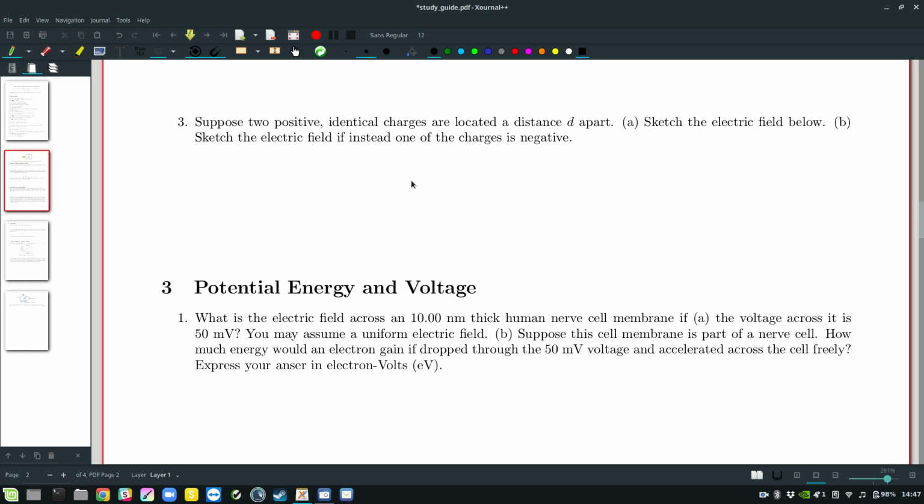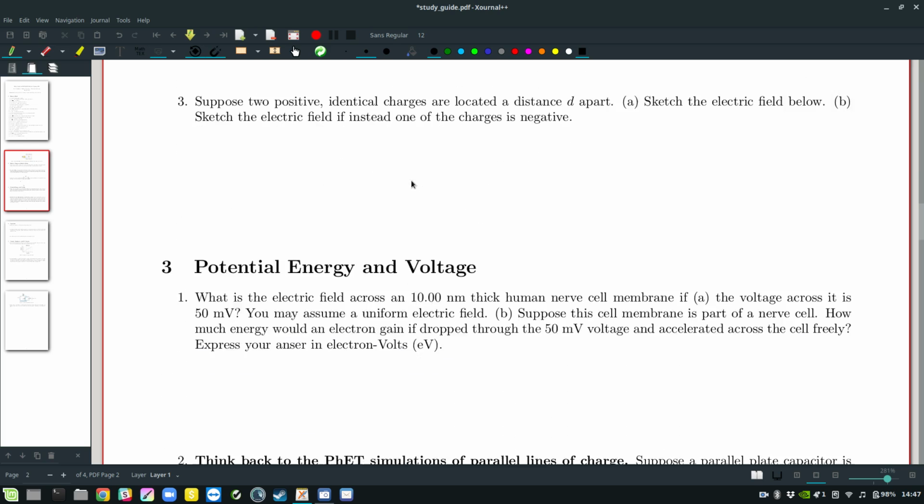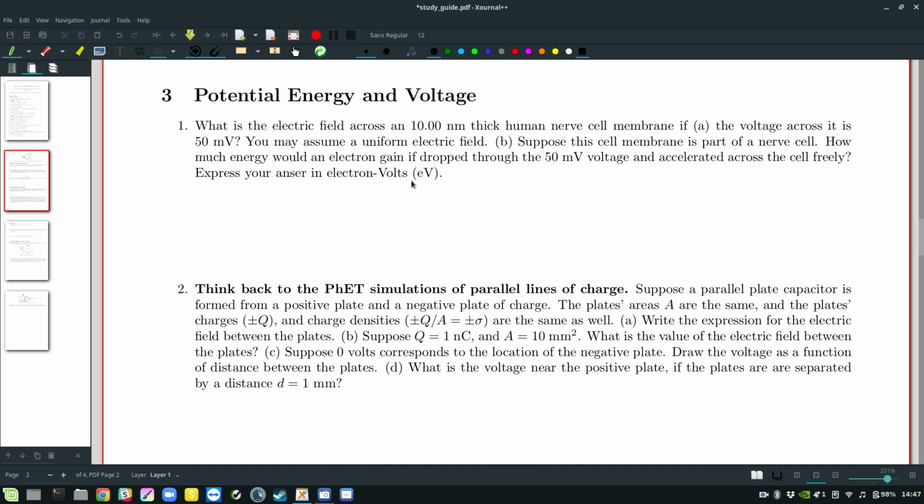So that concludes the first section of problems, section 2, electric charge and electric fields. Stay tuned for potential energy and voltage.